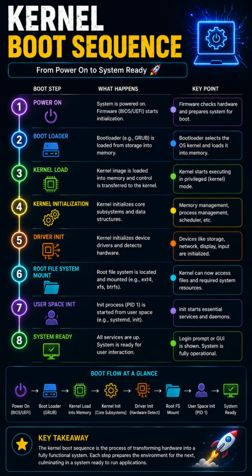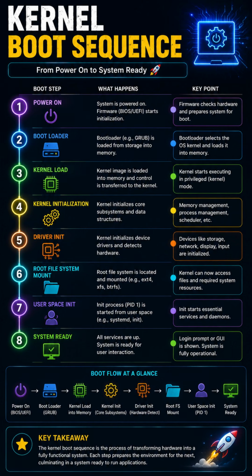The kernel then performs driver initialization, detecting hardware like disks, USB devices, network interfaces, and displays by loading the appropriate device drivers. After that, the root file system is mounted, giving the operating system access to files, libraries, and configuration data stored on disk. The next step is user space initialization, where the first process, often systemd or init, starts essential background services and daemons required for the operating system.